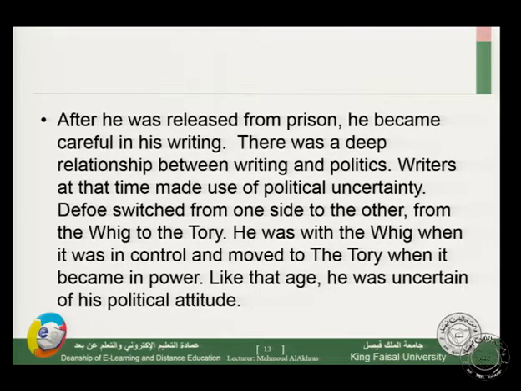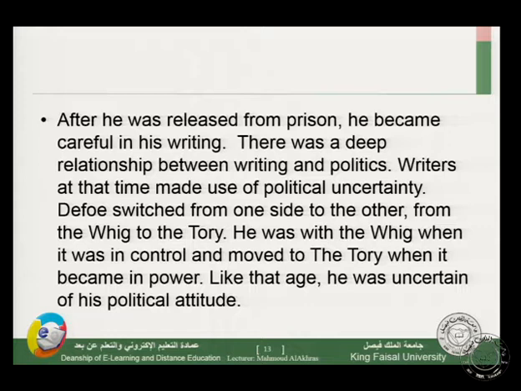After he was released from prison, he became very careful in his writing. There was a deep relationship between writing and politics. Writers at that time made use of political uncertainty.